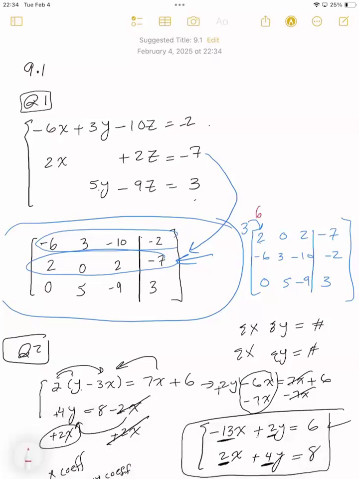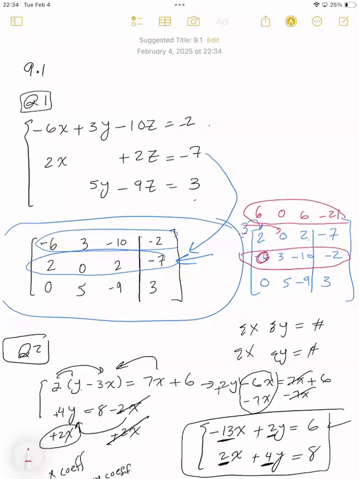3 times 2 is 6. 3 gets multiplied by 0, I get 0. 3 times 2 is 6. 3 times negative 7 is negative 21. Once you multiply by 3, you put these temporary numbers here, and you add it to this row. Then I add them. 6 and minus 6 is 0.